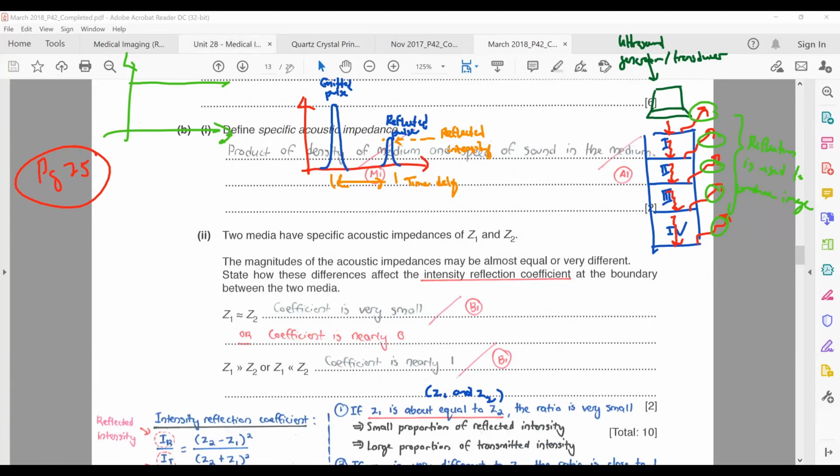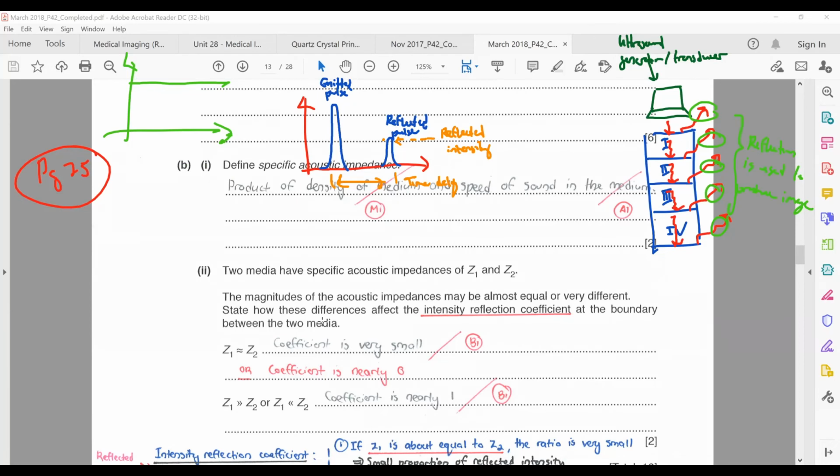Then we go to the last one. Two media have specific acoustic impedances Z1 and Z2. The magnitudes of the specific acoustic impedances may be almost equal or very different. State how the differences will affect the intensity reflection coefficient at the boundary between the two media. How would the magnitudes being almost equal or very different affect this intensity reflection coefficient?